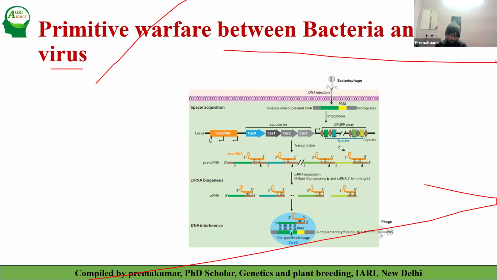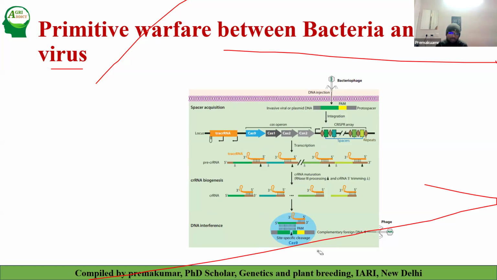How will it create immunity? For example, now it has a green color, blue color, light green color, and light yellow color. Whenever the DNA with the green color comes again, suddenly what will happen in the host? This particular locus, the entire locus, will be transcribed, and it will again be processed. Then there will be synthesis, CRISPR RNA biogenesis.